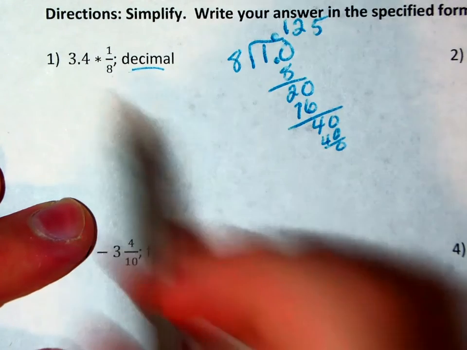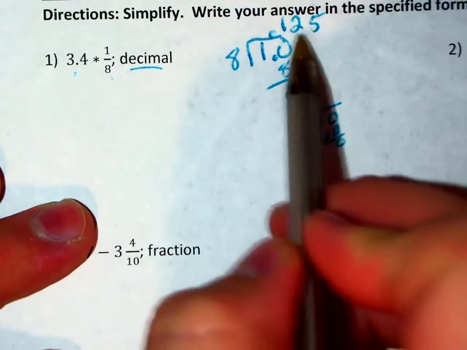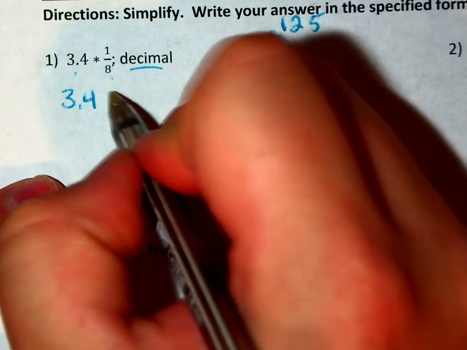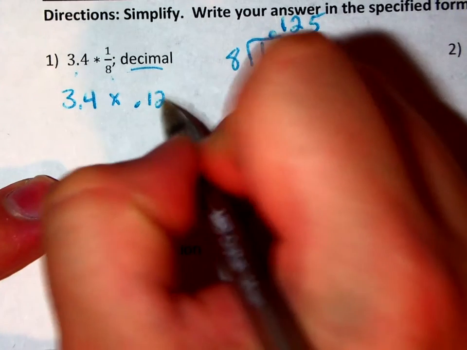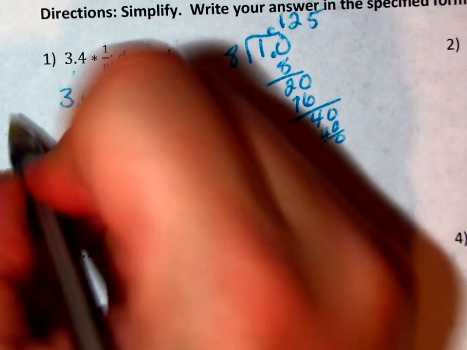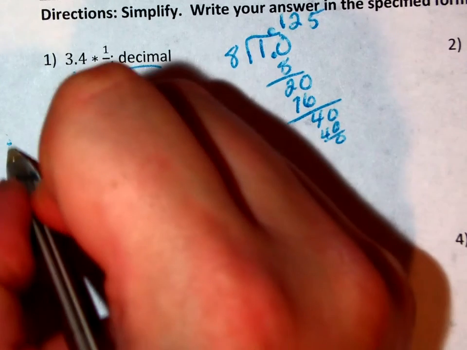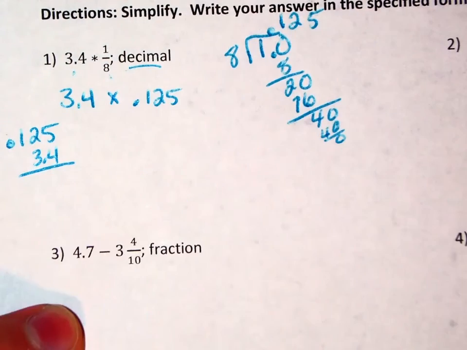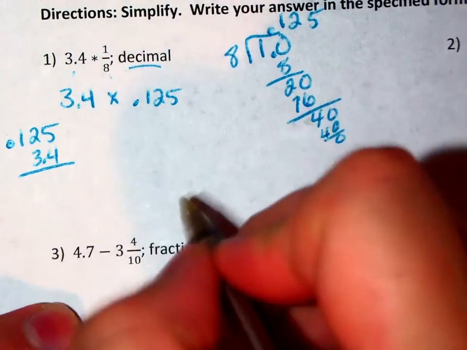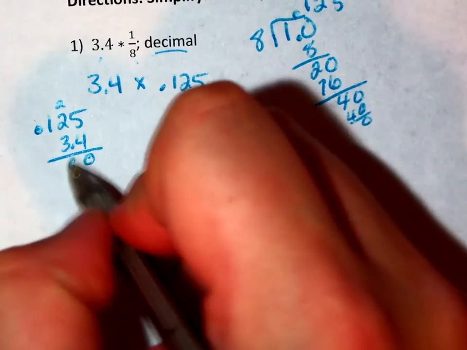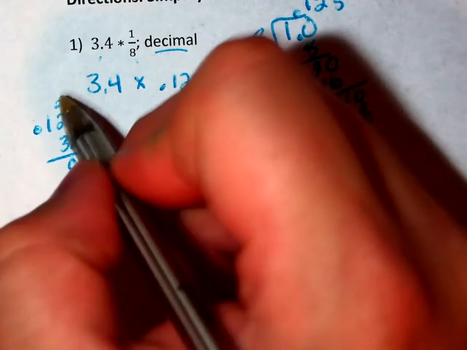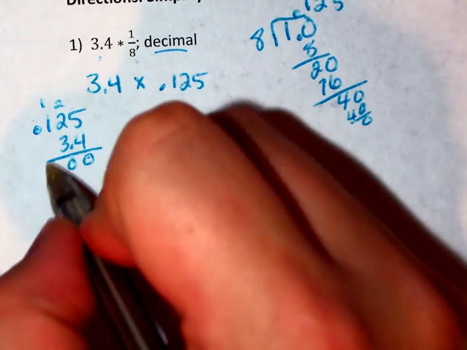And since my original problem asked what 3.4 times 1/8 is, and I know 1/8 is equivalent to 0.125, essentially I'm looking for 3.4 times 0.125. So I can rewrite that as 0.125 times 3.4. So I will have 4 times 5 is 20. Carry the 2. 4 times 2 is 8, plus 2 is 10. Carry the 1. 4 times 1 is 4, plus 1 is 5.